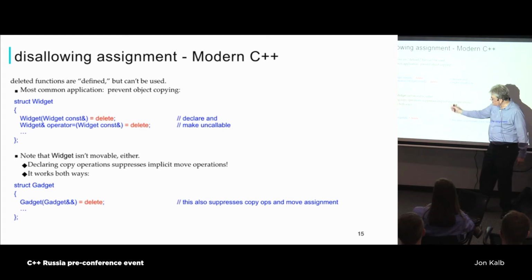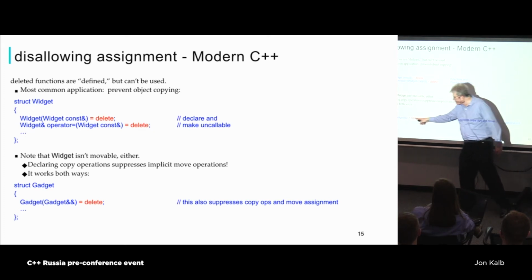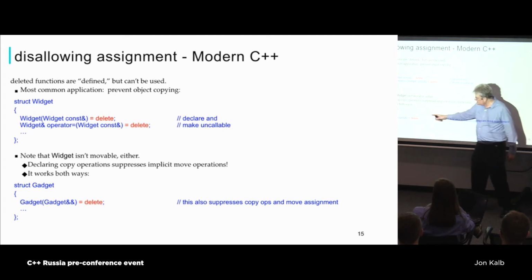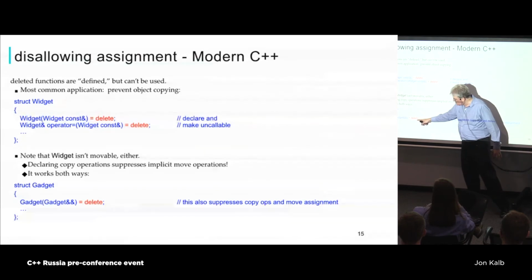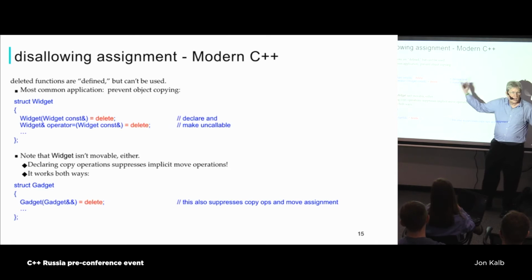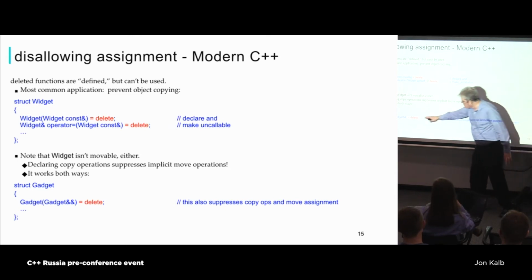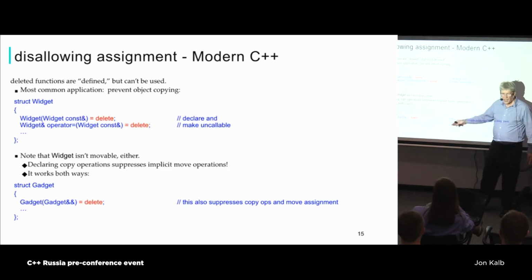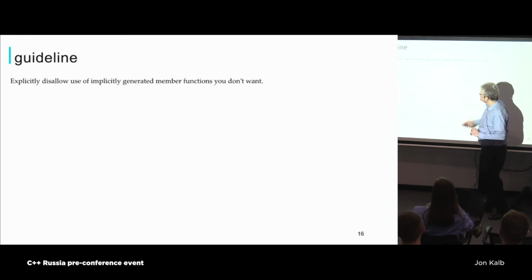And in fact, an easier way to do this is to just do one of the move operations equal delete, because the language definition says if the move is deleted, the other move will not be made and the copies will not be made. So this is a quick and easy way to say this object can't be moved, can't be copied. Okay, everybody follow that? All right.